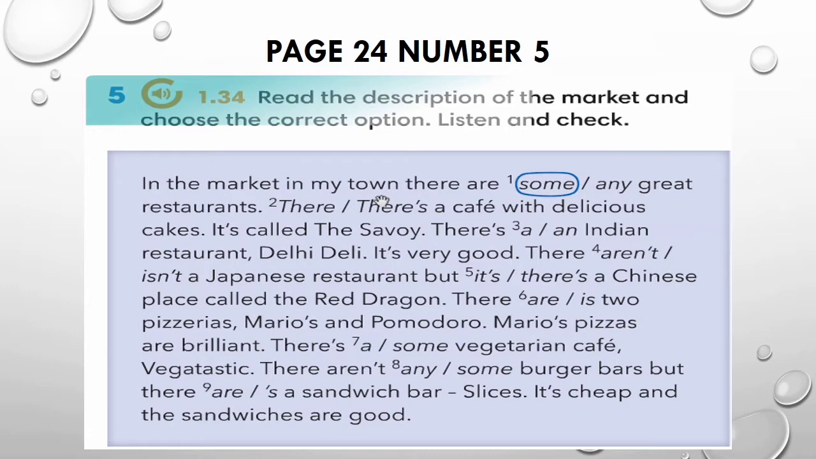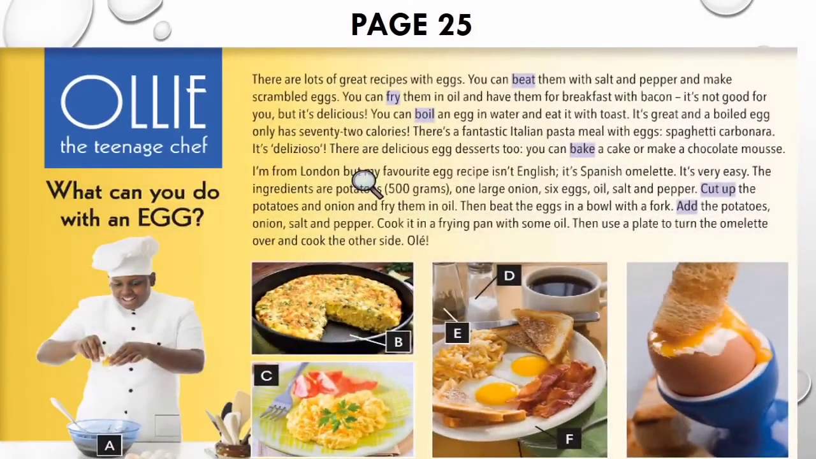Have you circled which word is correct? Very good. Now, here are the answers. Okay, you may correct your answer if it is not correct, okay? Good. Next, page 25. What can you do with an egg? There is a text, you have to read the text, and I will give you the recorder.